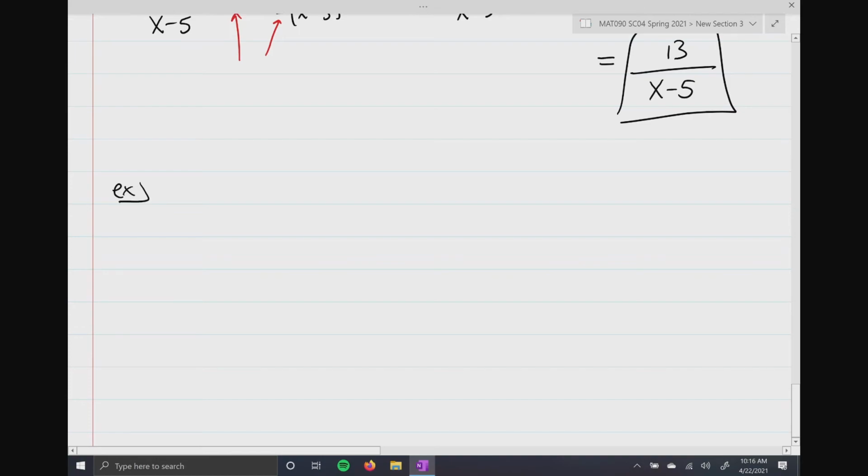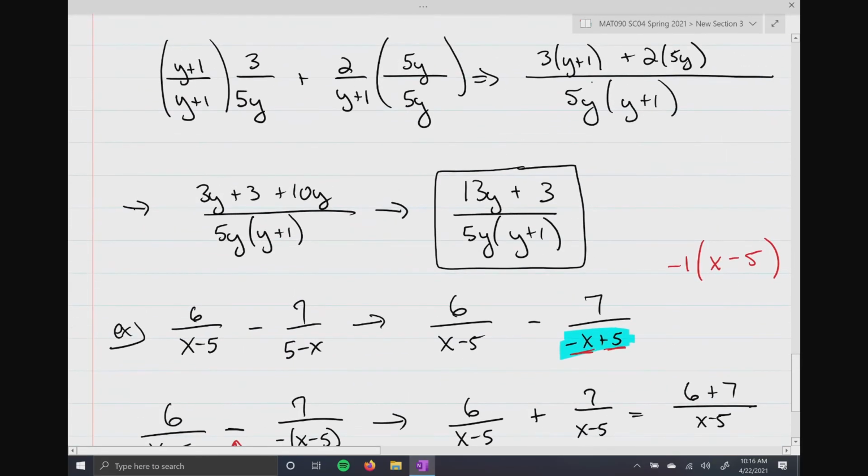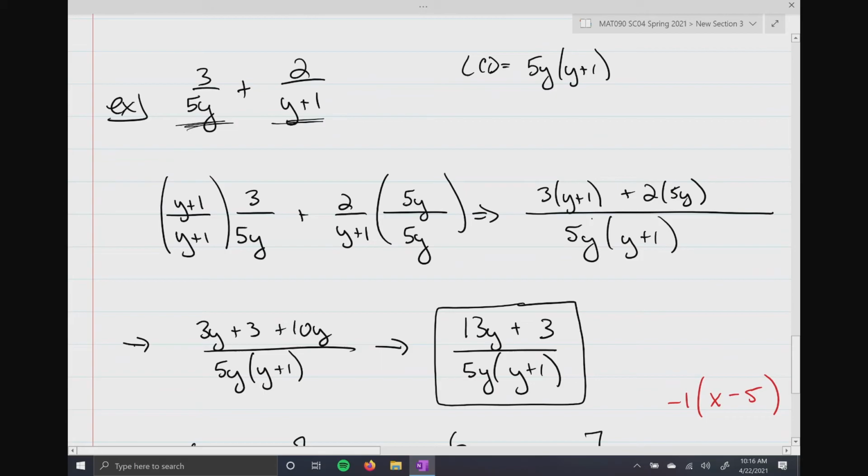All right. Ooh, here we go. 5 over 2x squared plus 3x minus 3x over 4x plus 6. Okay, here's the fun one. I want you to take a second and think about all the problems we've done so far. Look at the denominators.